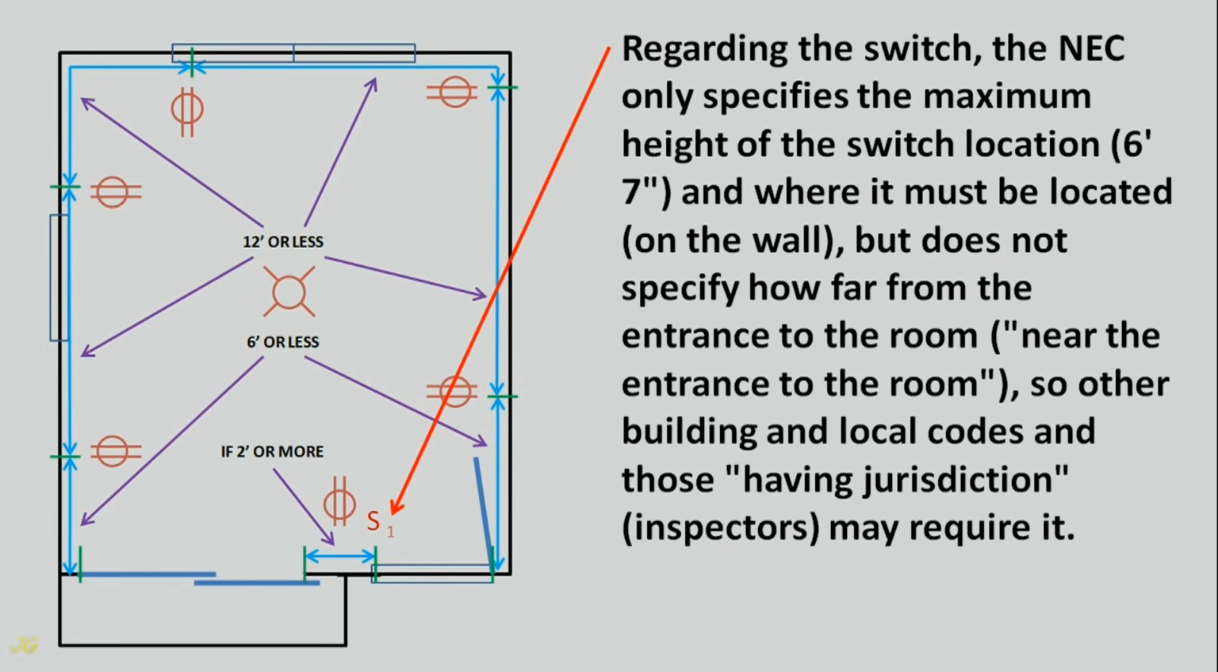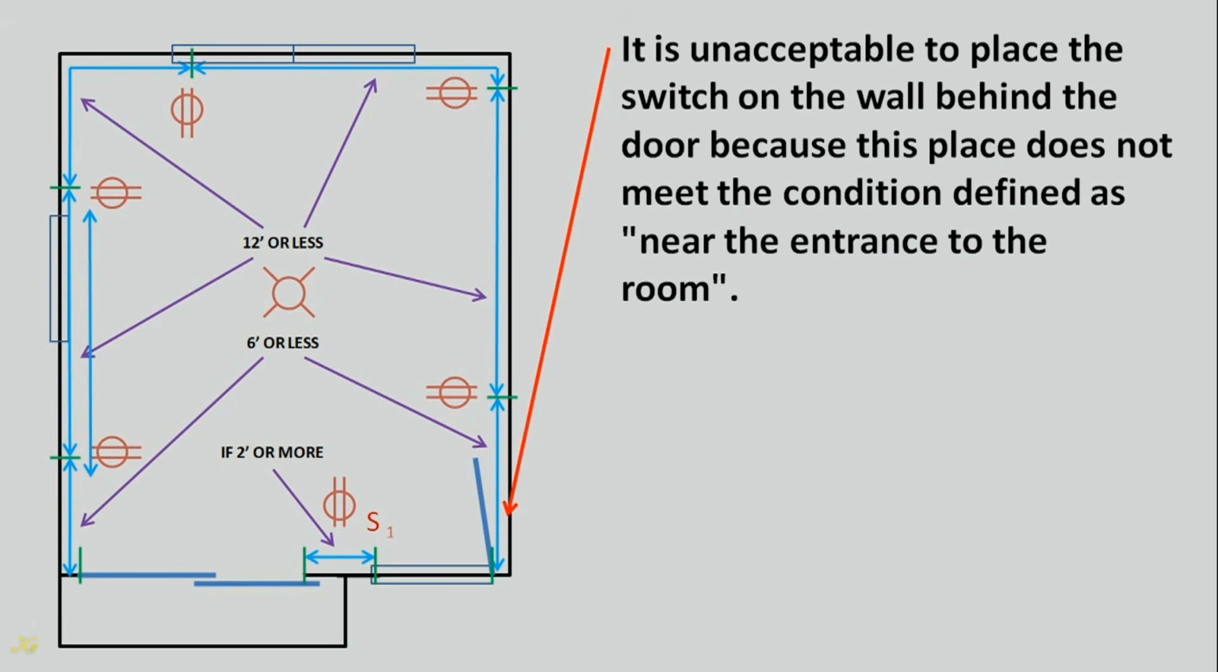Regarding the switch, the NEC only specifies the maximum height of the switch location, 6 feet 7 inches, and that it must be located on the wall, but does not specify how far from the entrance to the room, near the entrance to the room, so other building and local codes and those having jurisdiction, inspectors, may require it. It is unacceptable to place the switch on the wall behind the door because this place does not meet the condition defined as near the entrance to the room.